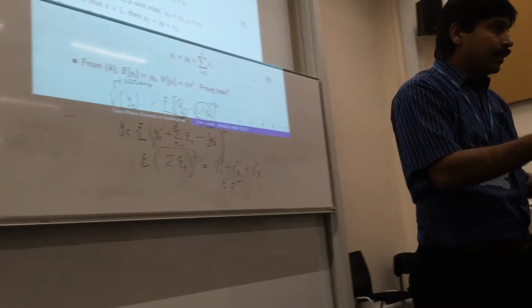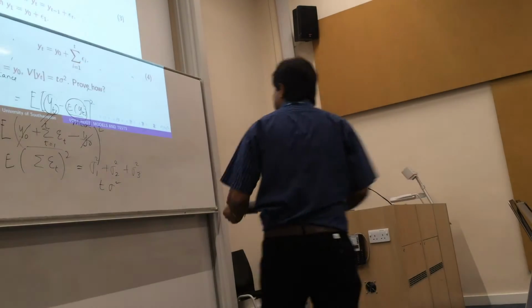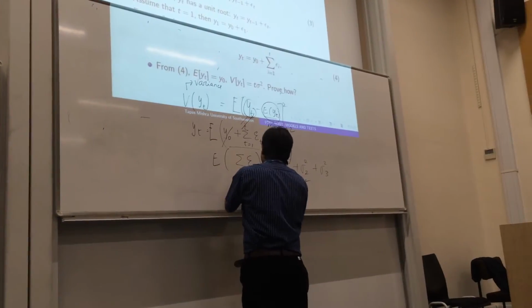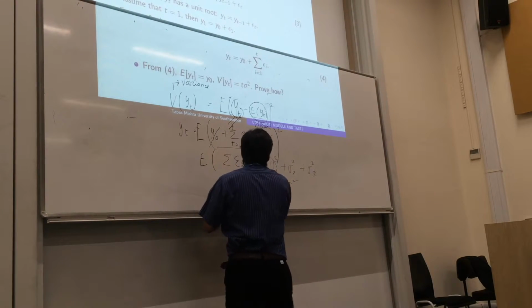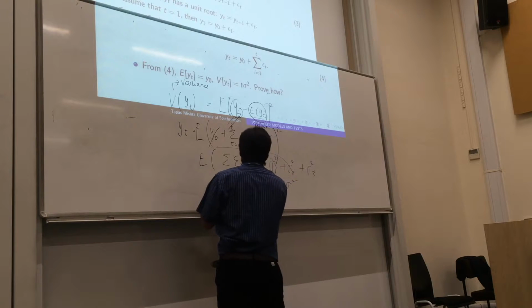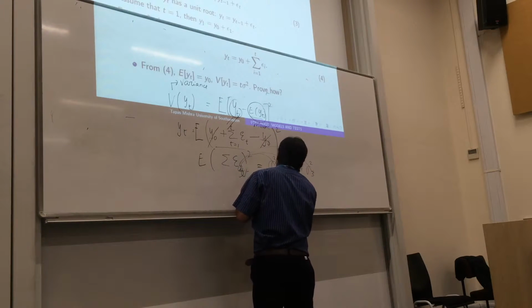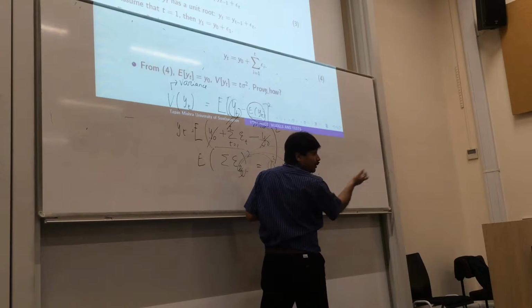Is it clear? You understand? It's very simple. If I have epsilon t, with t equal to 1, I have sigma square 1. T equal to 2, you have sigma square 2. T equal to 3, sigma square 3. Then it will be 1, 2, 3, 4, 5, 6, 7, all of them. So t sigma square.